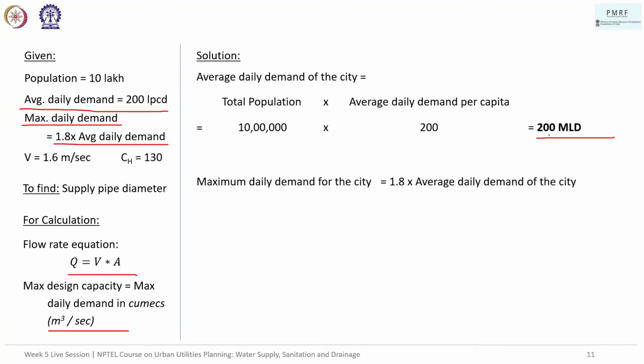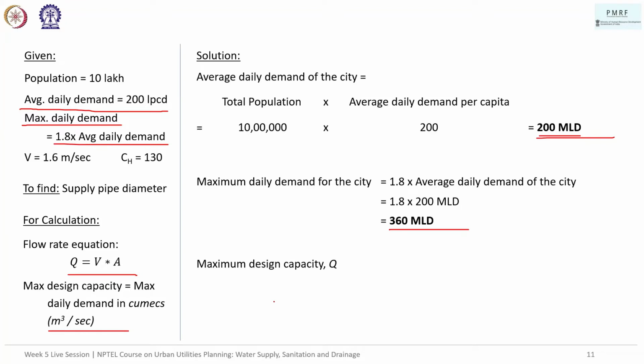So that will be 1.8 times this average daily demand of the city, which we calculated as 200 million liters per day, which will give us a value of 360 million liters per day. So that will be our maximum daily demand. However, again, if you remember, we need to calculate the maximum design capacity in meter cube per second for us to be able to do further calculations. So we basically convert this value into meter cubes per second.